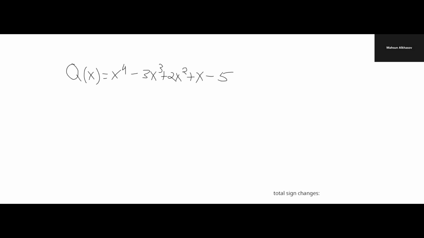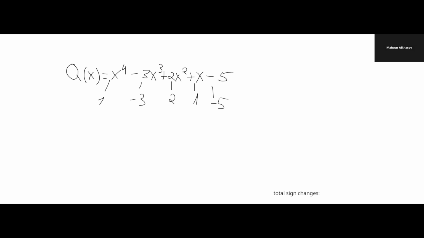So finally, let's take a look at another polynomial. This is polynomial q of x. It has x to the power of 4 with coefficient 1, minus 3x cubed with coefficient -3, plus 2x squared with coefficient +2, and x with coefficient 1, and -5, coefficient -5. So first of all, let's write down all the coefficients: 1, -3, 2, 1, -5.